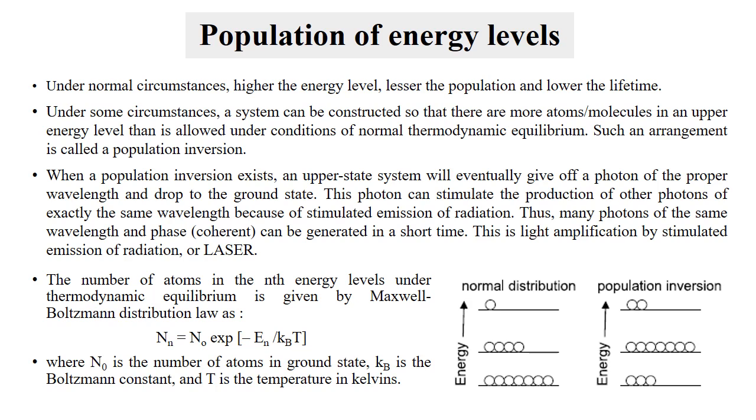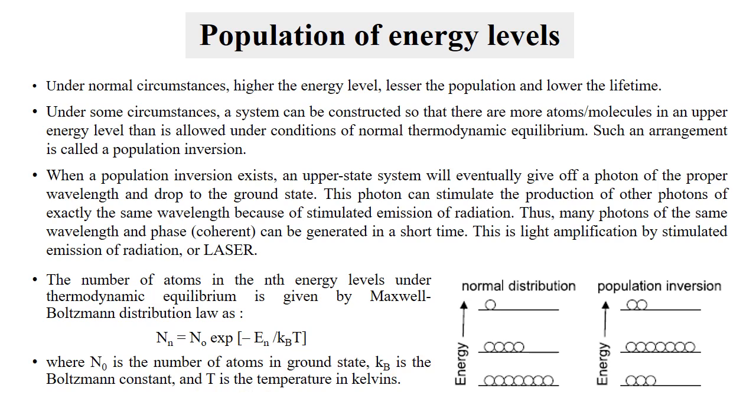The number of atoms in the nth energy level under thermodynamic equilibrium is given by the Maxwell-Boltzmann law as N_n = N_0 exp(-E_n/kT), where N_0 is the number of atoms in the ground state, k is the Boltzmann constant, and T is the absolute temperature.